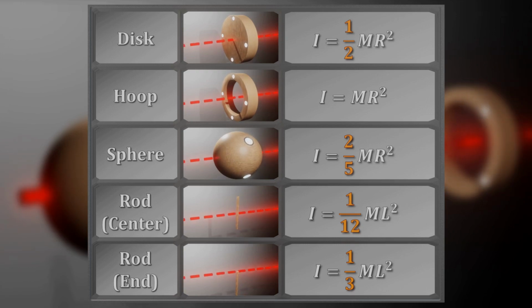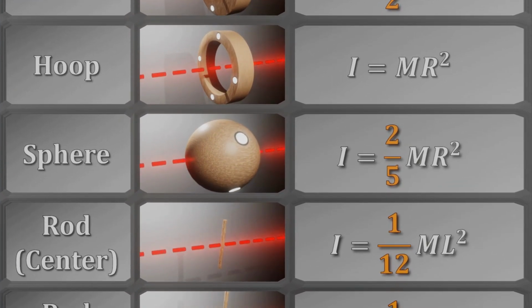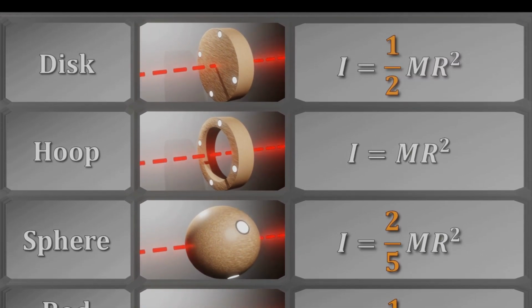This number can be thought of as a sort of distribution factor, representing how far the mass is spread from the axis of rotation. It's determined by the shape of the object. The rotating sphere has a relatively low factor because much of its mass is near the axis of rotation. The rotating hoop has a higher factor of 1 because none of its mass is near the axis of rotation.